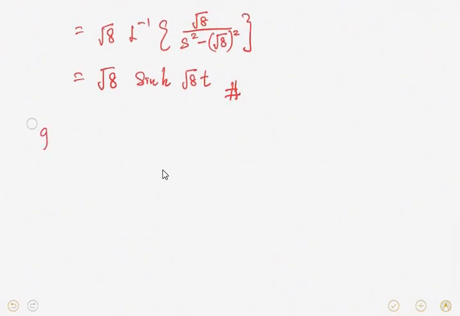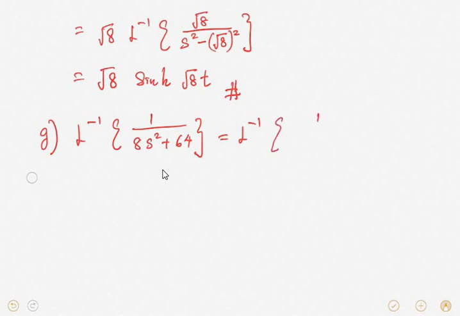Now we go for another example again. Inverse Laplace transform of 1 over 8s squared plus 64. Okay, same like before, we have a single s only. So we need to either factorize the s, or factorize the 8. So we change it to inverse Laplace transform of 1 over, we take out the 8, we leave the s squared, and then 64. So you divide by 8, you have the s squared only.